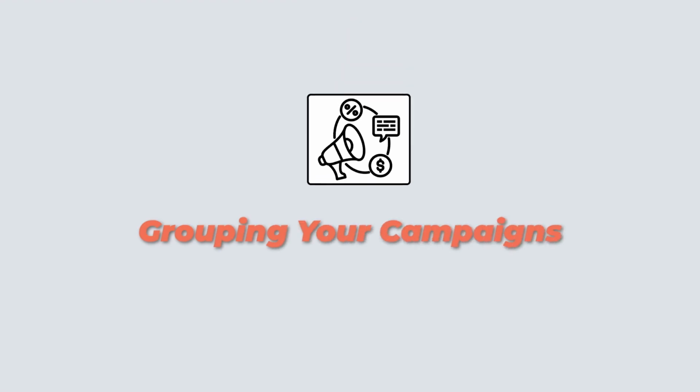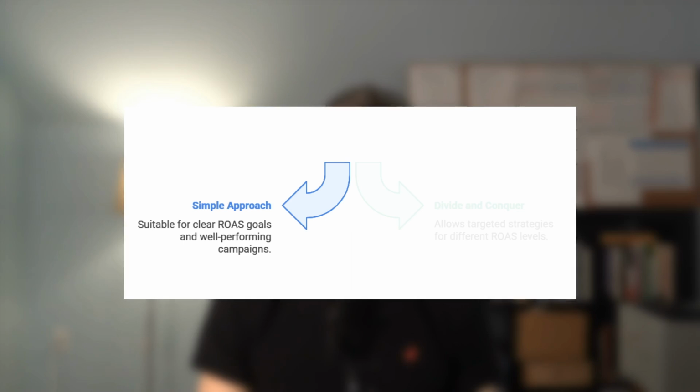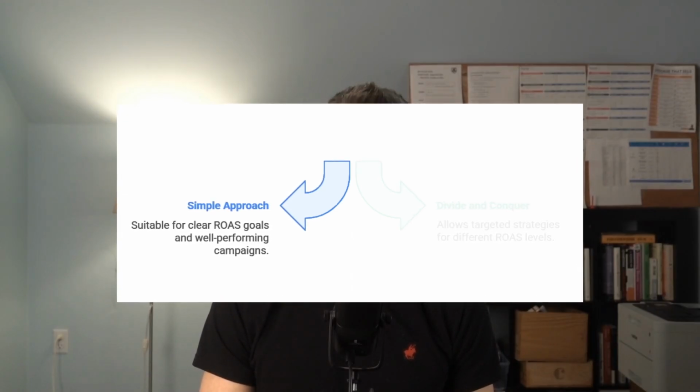The third way to influence smart bidding is grouping your campaigns. There are two main ways to group your Google Ads campaigns around target ROAS. First is a simple approach. Put all of your campaigns in one portfolio bid strategy and let smart bidding figure out how to balance them to reach your overall ROAS target. This works well if you have a clear ROAS target and your campaigns are generally performing well.